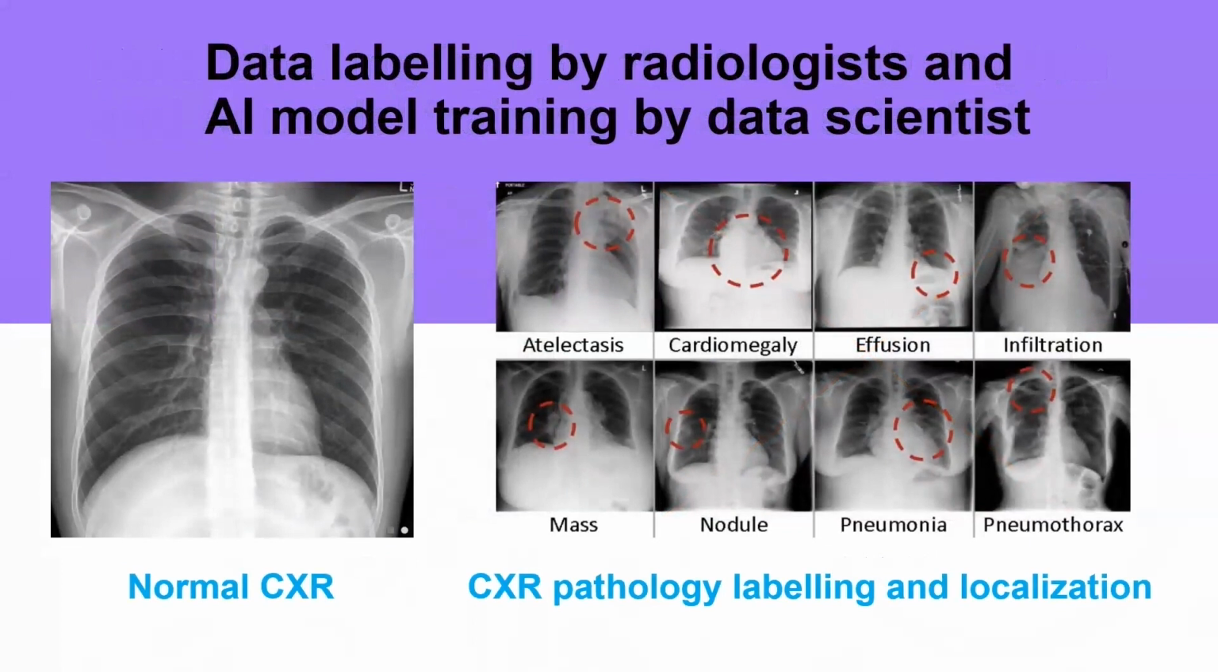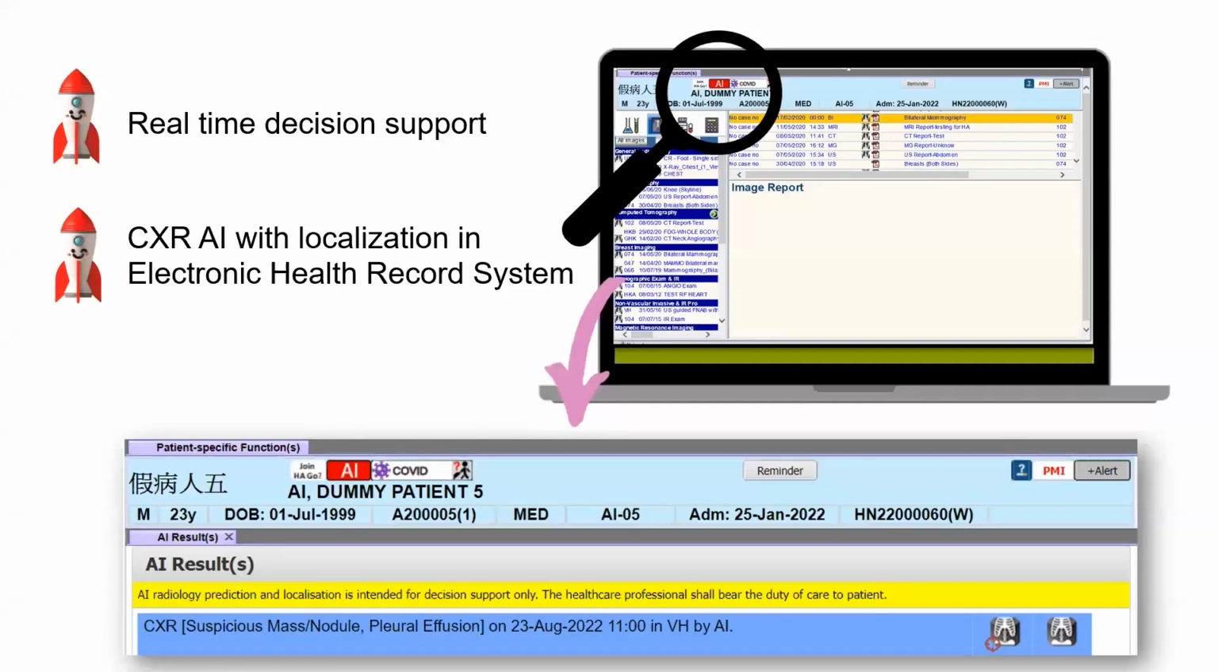Then they help us define what is a normal chest X-ray and what would be some pathology inside the chest X-ray. They also help us localize the lesion and provide it to our data scientists for further training. When the AI model detects some chest X-ray pathology, it flags a red indicator in our electronic health record system, which we call the Clinical Management System.